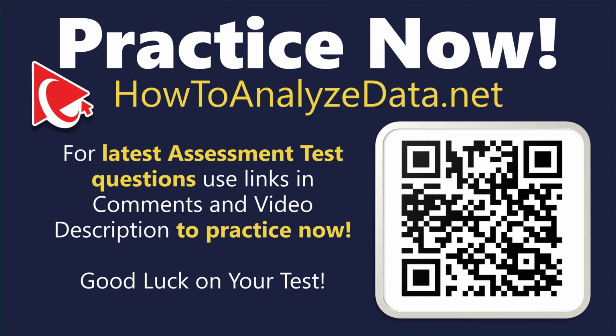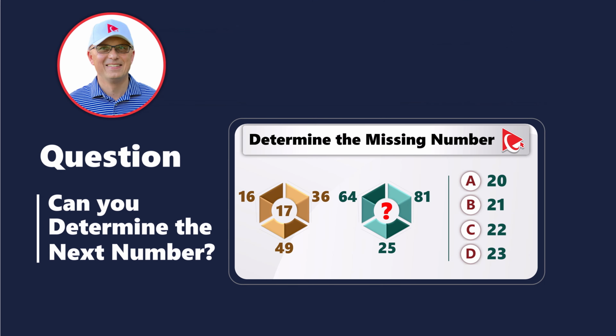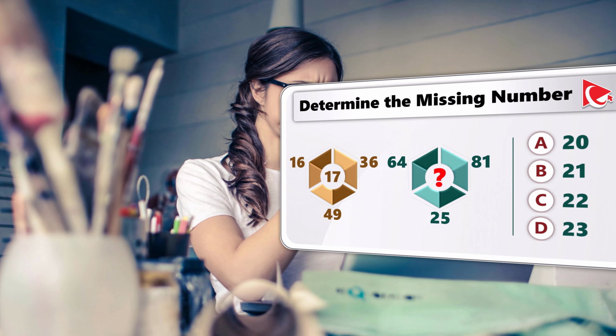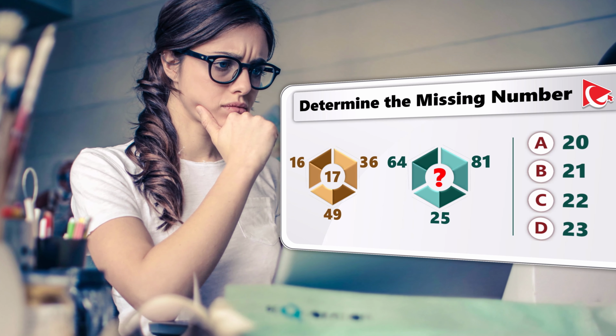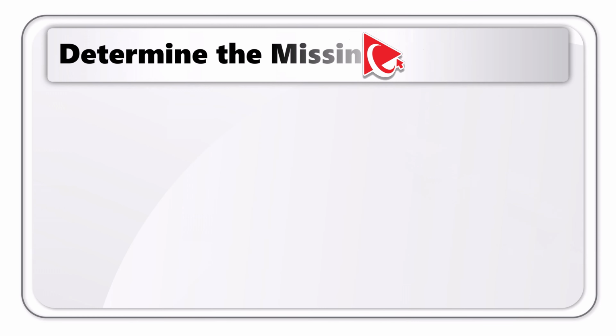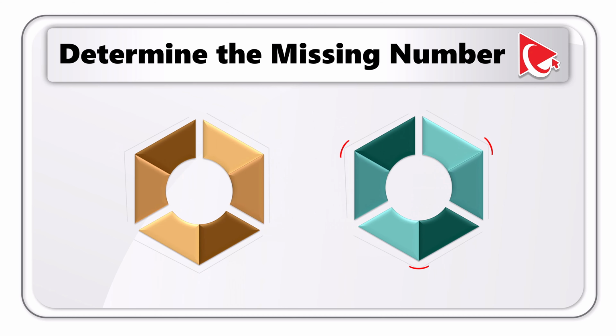Prepare to tackle this intriguing assessment test question, designed not just to test your mental math abilities, but also to foster your critical thinking skills, which you can utilize in your day-to-day life. You're presented with 2 unusually looking hexagons, and each hexagon has the 3 outside numbers and 1 inside number.